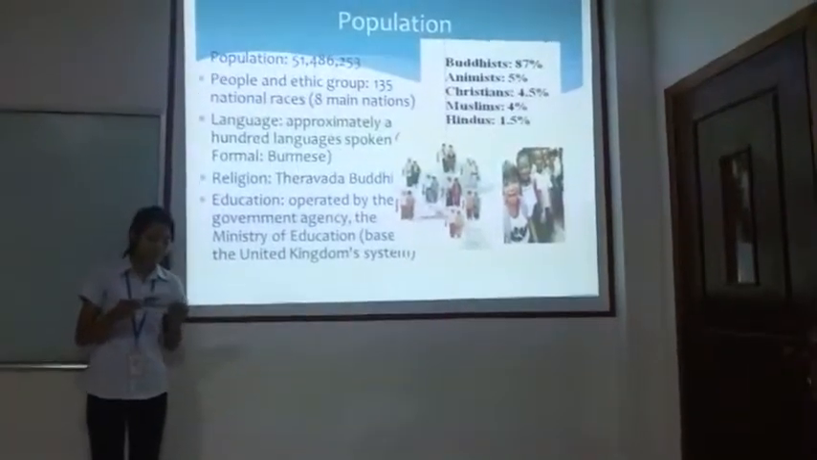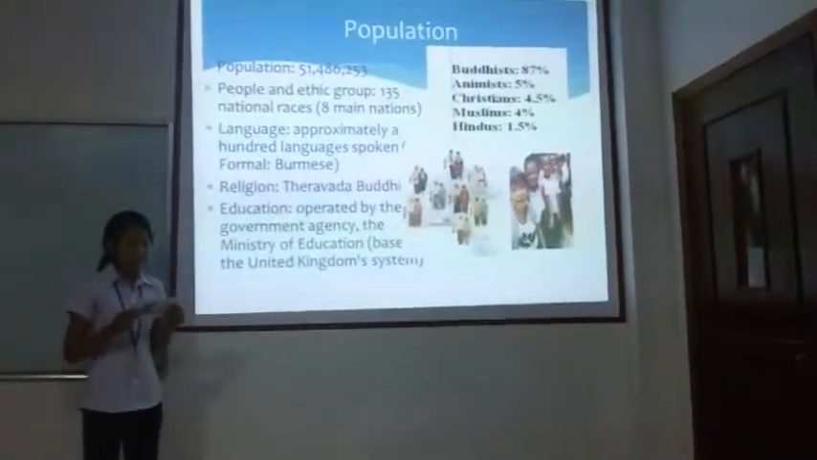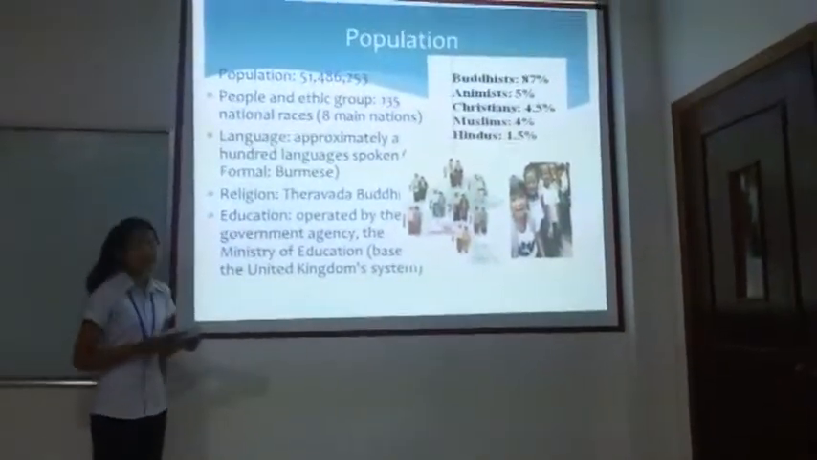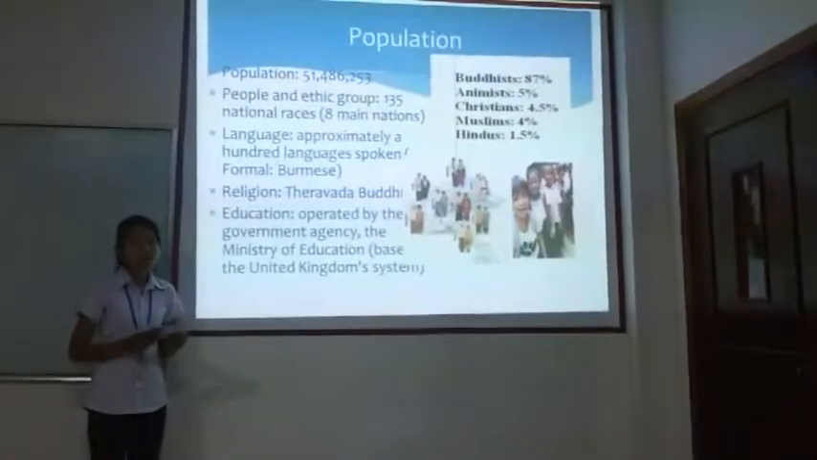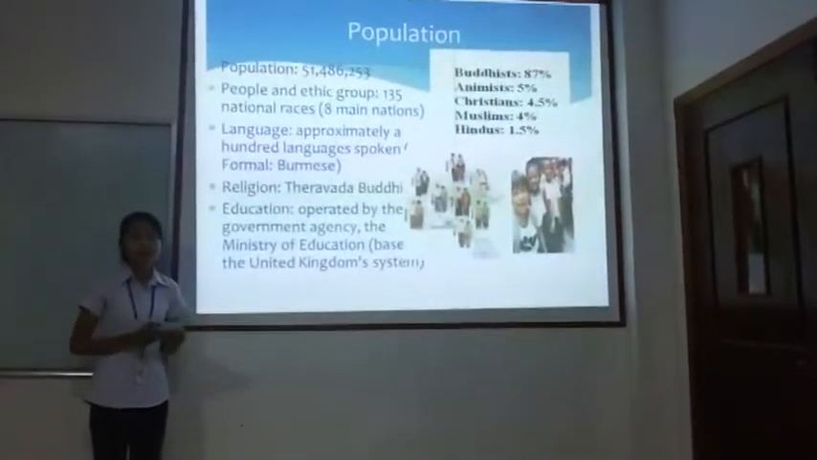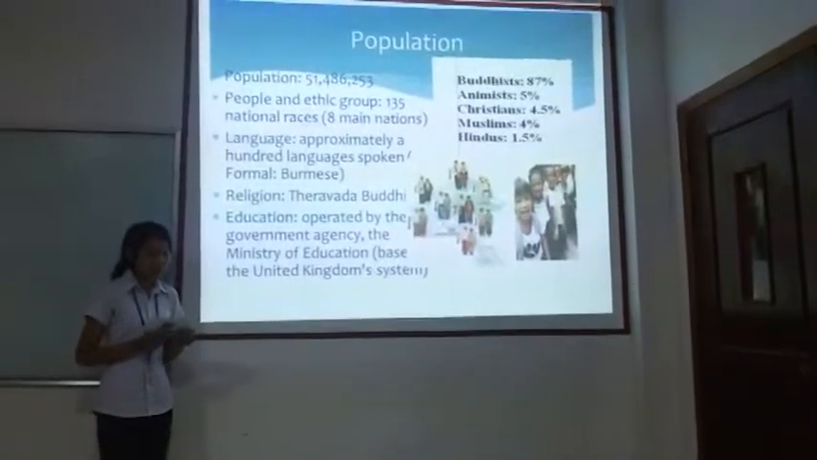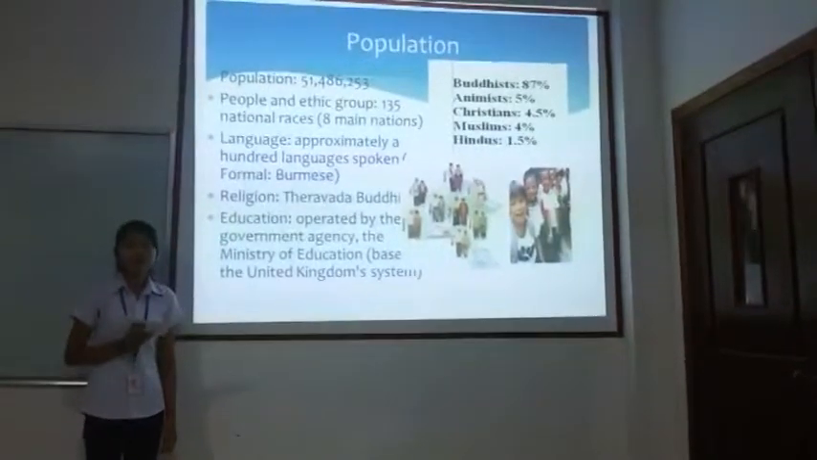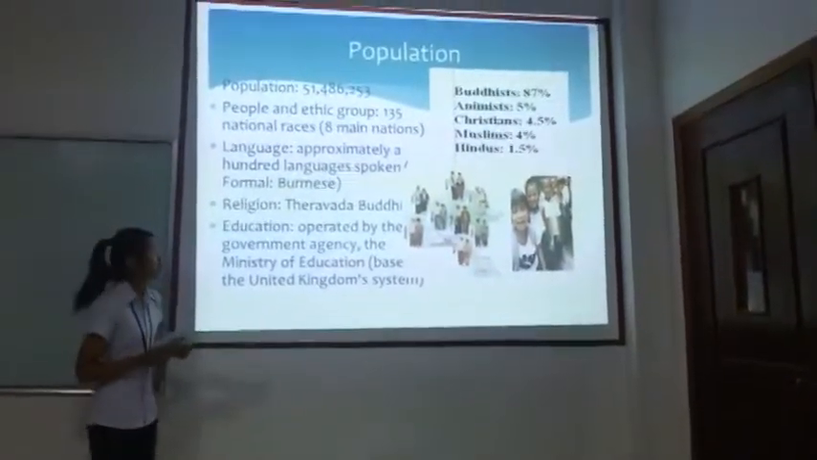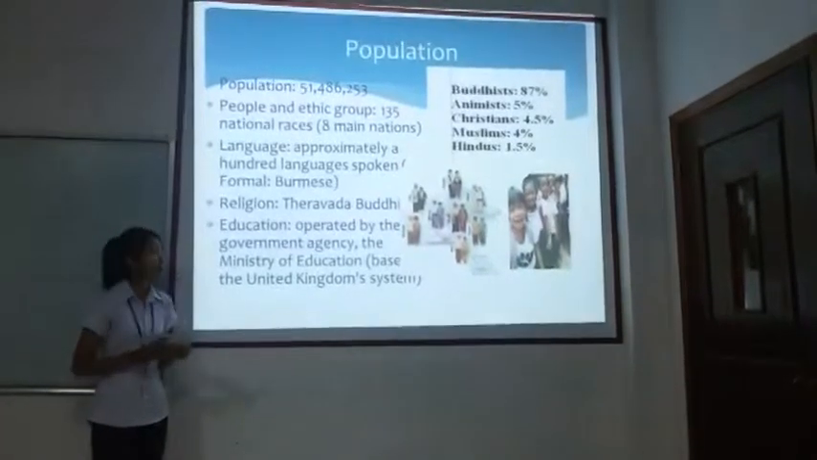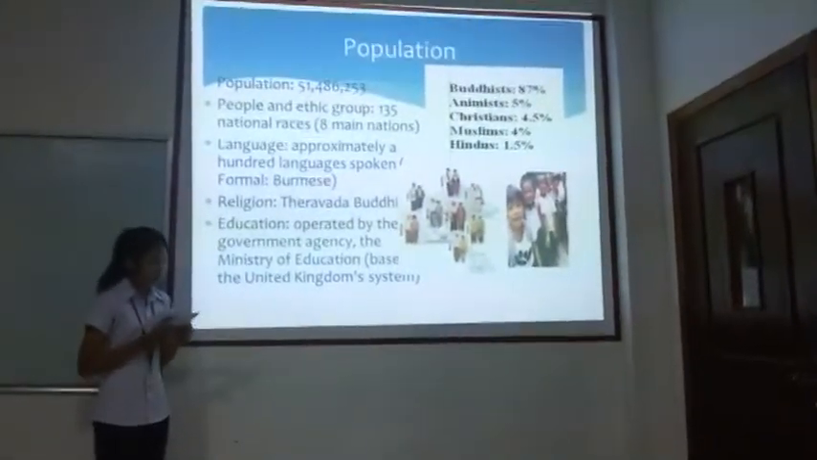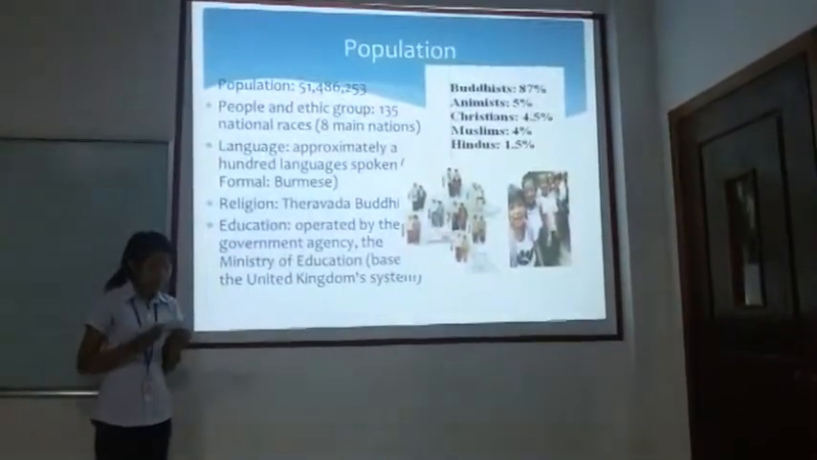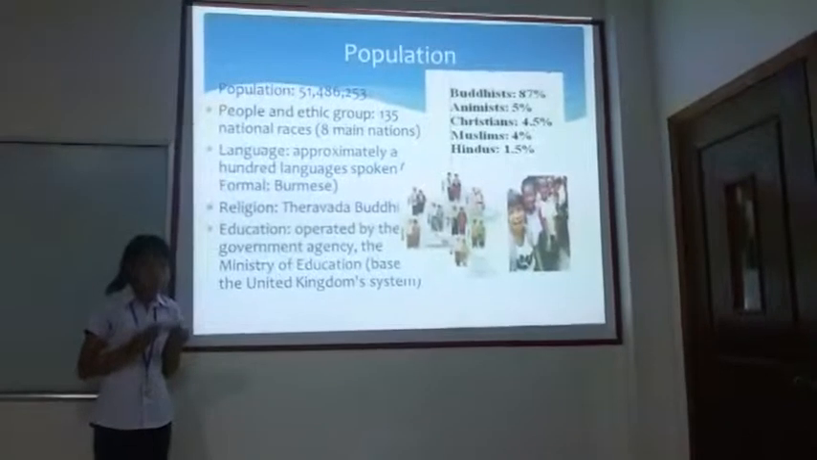As for the people and ethnic groups in Myanmar, there are about 133 ethnic groups living in this country. However, only 8 main groups are considered the main groups living in this country. Those 8 ethnic groups are Kayin, Kayah, Kachin, Chin, Bamar, Mon, Rakhine, and Shan.